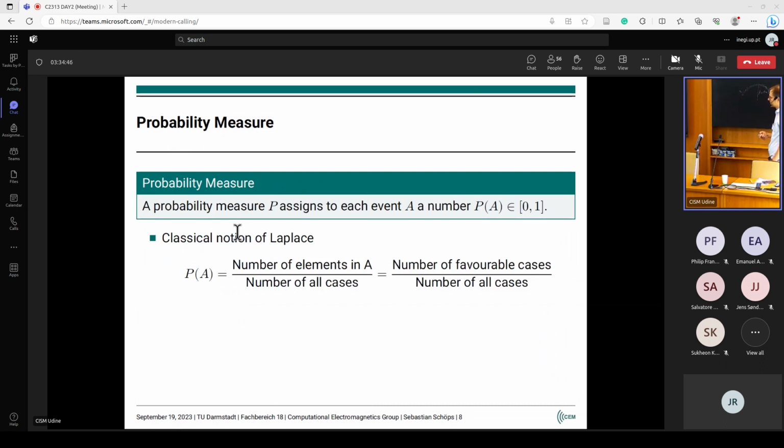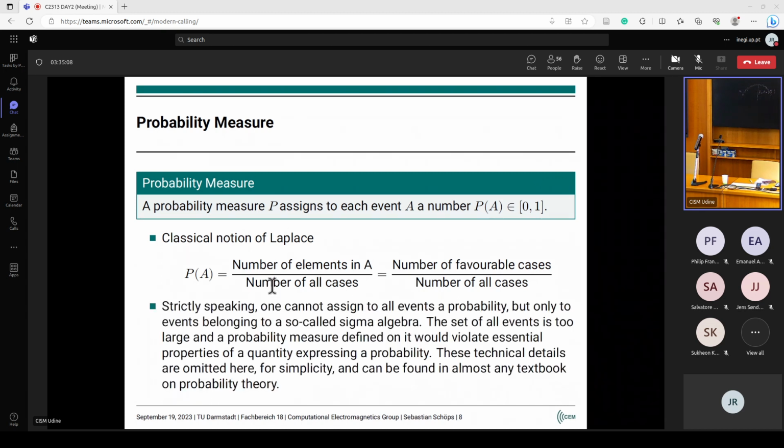Indeed, what I did was assign a probability to such an event, and this shall be between 0 and 1. This can be understood as follows: we have the number of favorable cases, the good cases, and we just divide by all the others, and this gives us this probability.